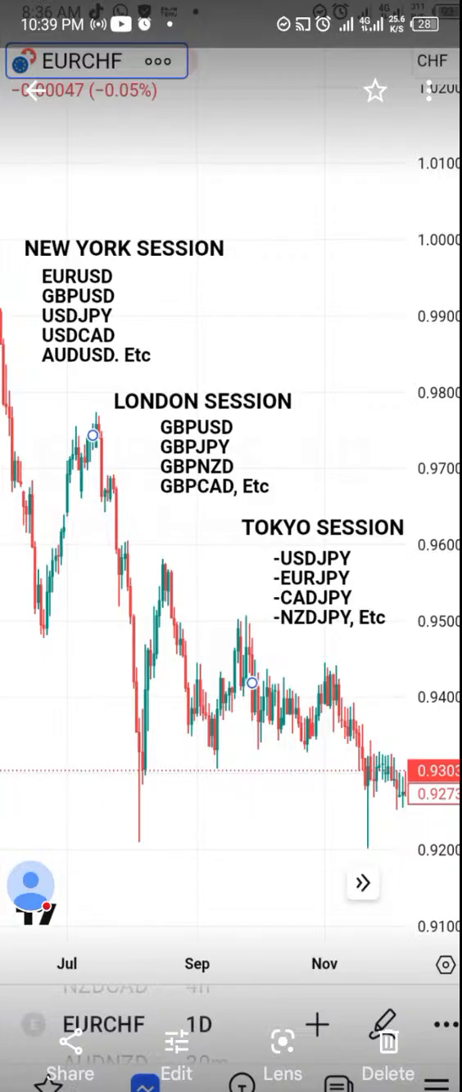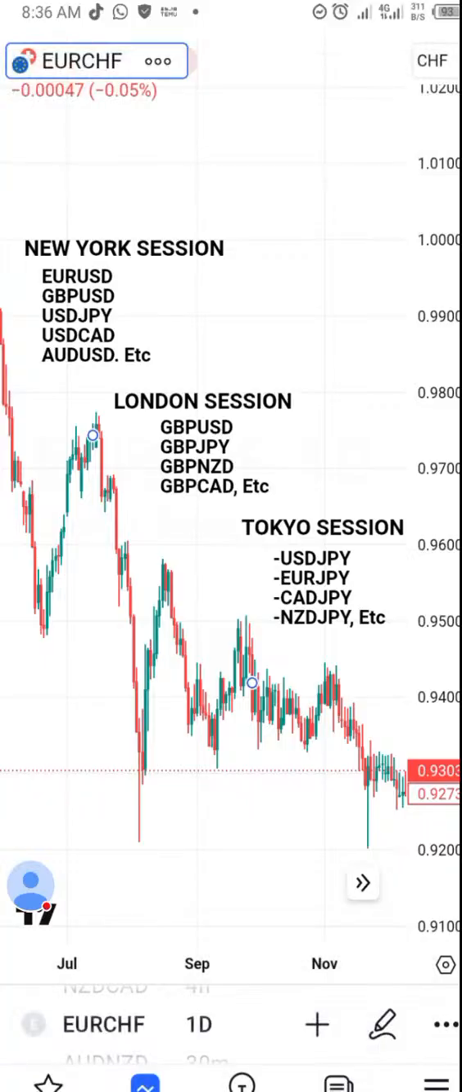Okay, let's come back to the Tokyo. For the Tokyo, you can trade JPY pairs, which means you can pair JPY with any other currency, such as USD JPY, Euro JPY, CAD JPY, NZD JPY. Then you can trade, right? For the Frankfurt, I told you it's basically Euro. So it can be Euro USD, Euro GBP, Euro JPY, whatever. You're good. Now for the London, it's majorly GBP. So you can see GBP USD, GBP JPY, GBP NZD, GBP CAD, and so on. That is what you can trade during the London session.